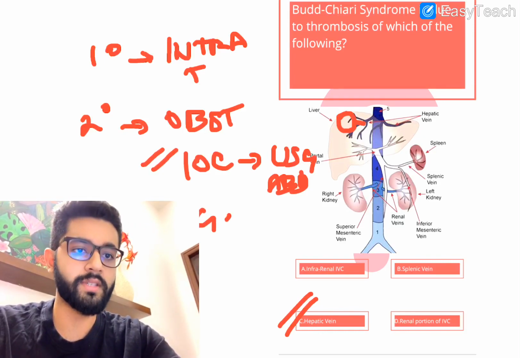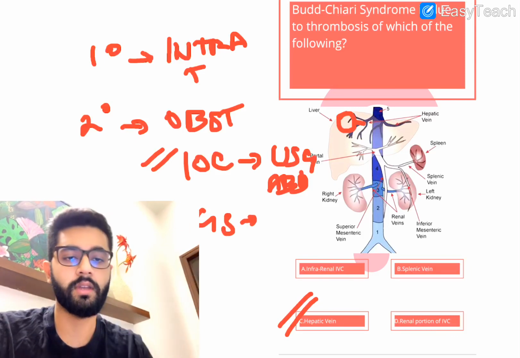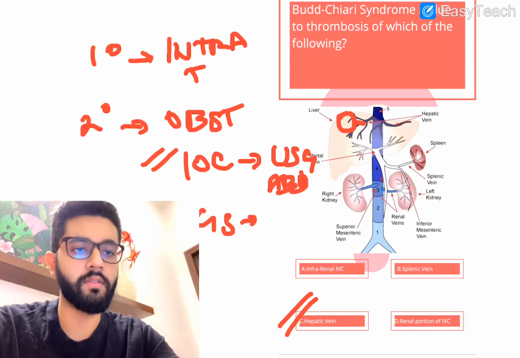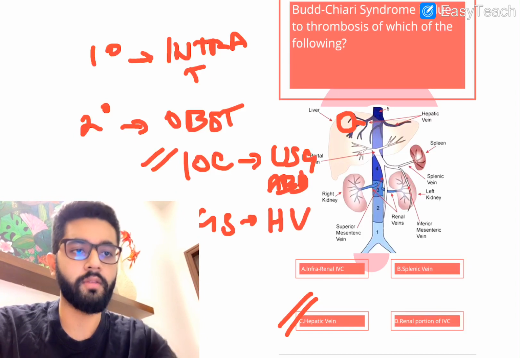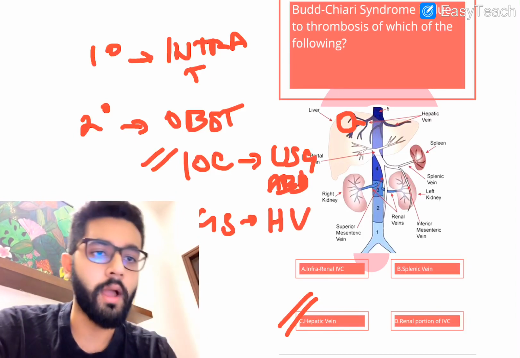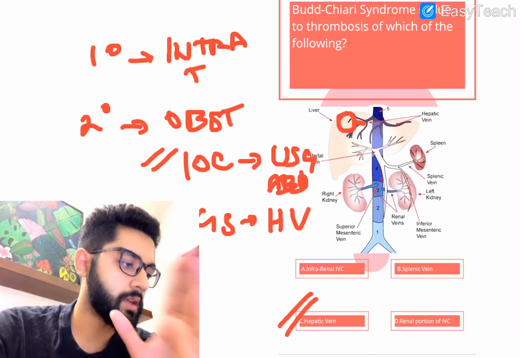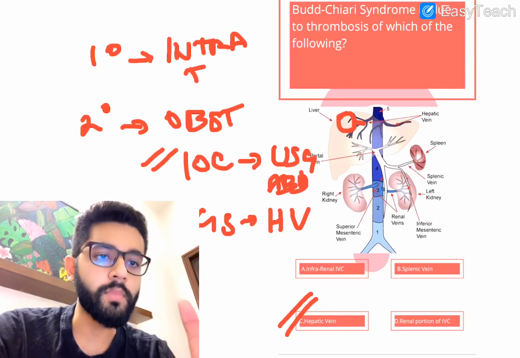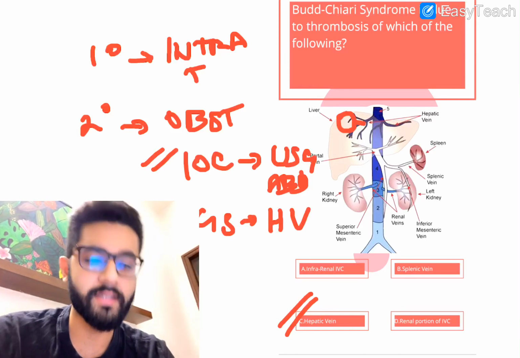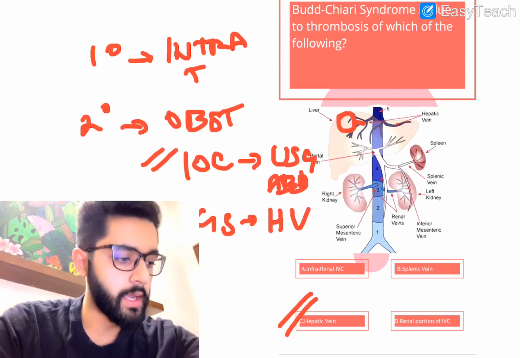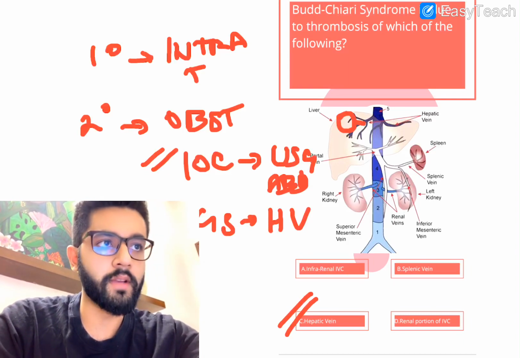Now, the gold standard investigation. So gold standard is what is definitive. So the definitive investigation is the hepatic venography. Sorry for handwriting. So yeah, hepatic venography is the gold standard, and that will definitely give you the definitive investigation basically. So this is in brief about the clinical features and investigation.